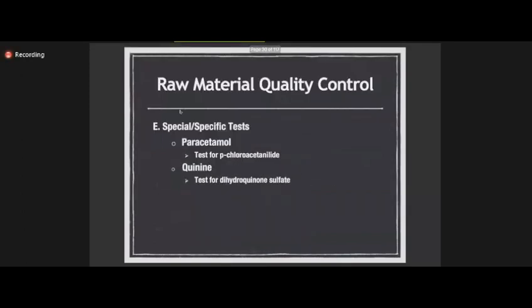Next, specific or special tests. So we have different specific impurities for some drugs. For example, for paracetamol, we test for the presence of p-chloroacetanilide. And for quinine, we have dihydroquinine sulfate.